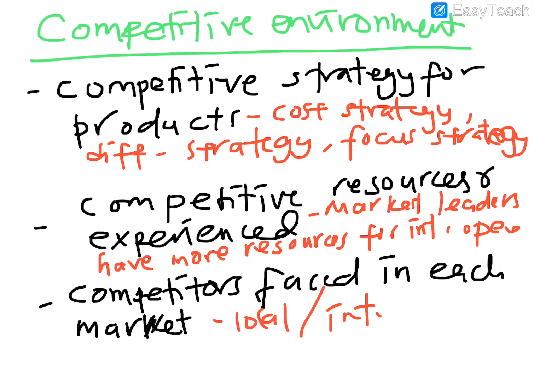Okay, now we proceed to the competitive environment. In the competitive environment, we have 3 things: competitive strategy for product, competitive resources and experiences, and lastly, the competitors faced in each market. For the competitive strategy for products, normally we focus on the cost strategy. There are differentiation strategy and also focus strategy.